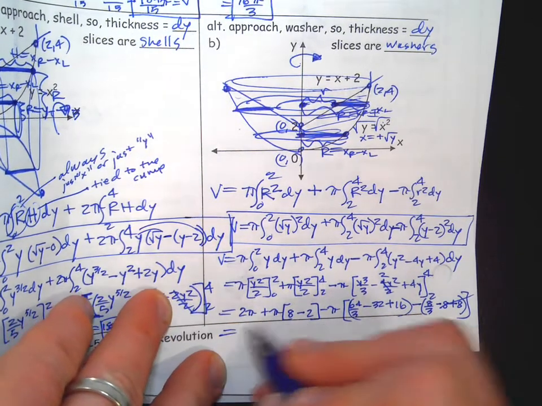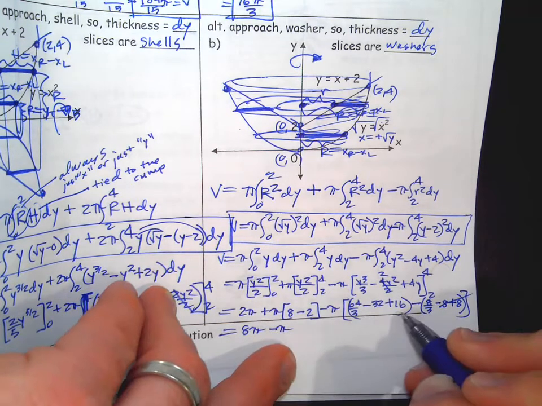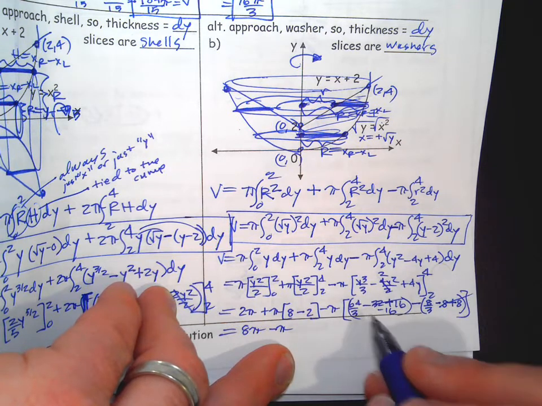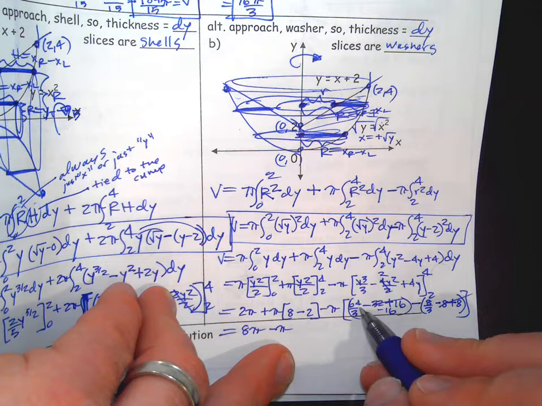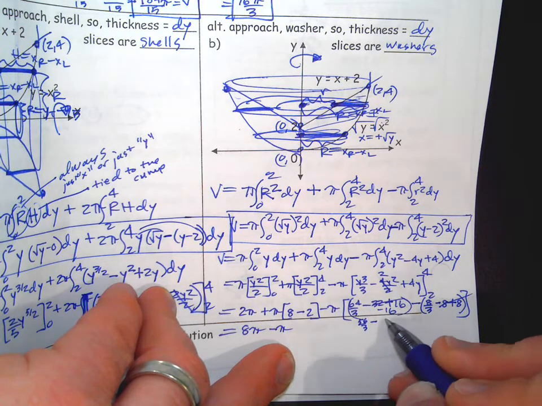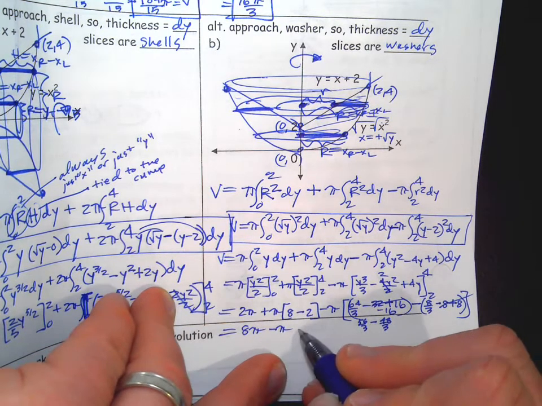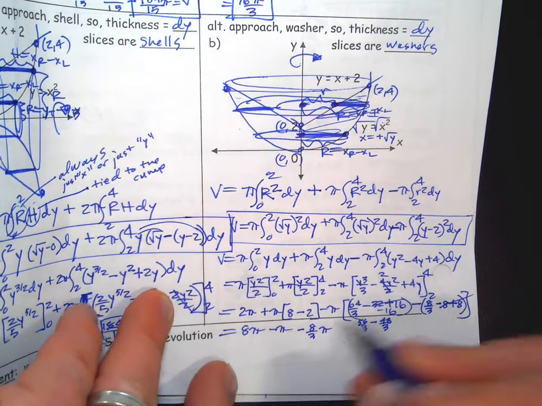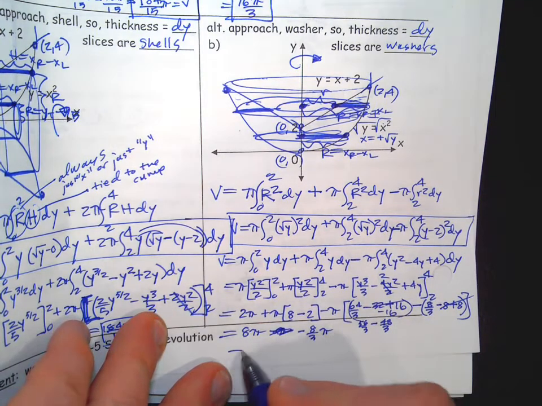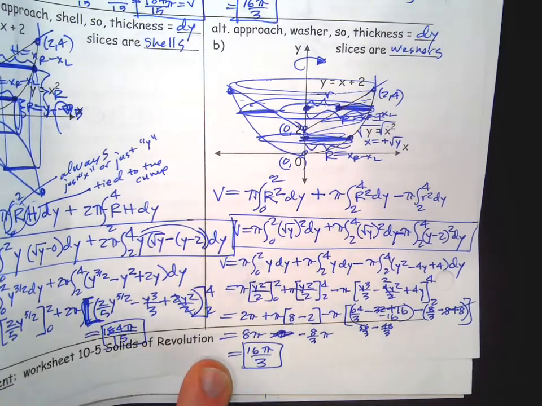So we have 8 pi from these two, minus, this is going to be negative 16. And we have 64 thirds minus 8 thirds would be 56 thirds. Minus 16 would be 48 thirds. So that's going to be 8 thirds minus 8 thirds pi. Oh. So 24, it's going to be 16 pi over 3. Same answer that we got up above.